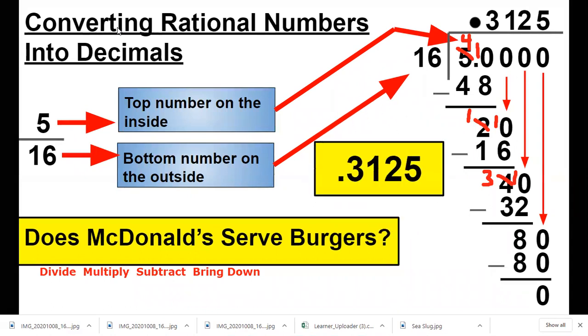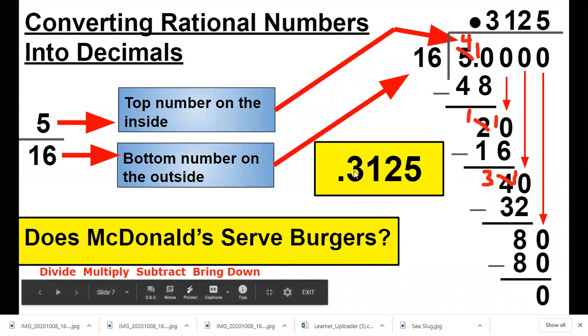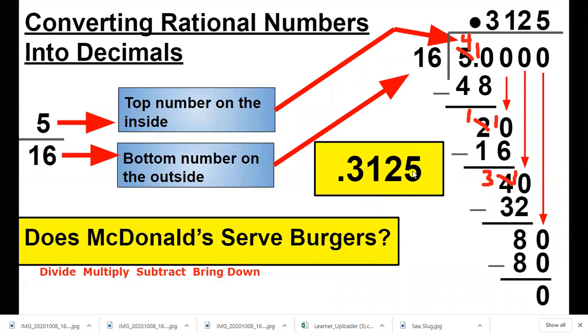So there's our answer, 0.3125. You would say that as 3,125 10,000ths. This is your tenths place, hundredths place, thousandths place, 10,000ths place. You say 3,125 10,000ths with a TH at the end. Okay, that's how we're going to do our long division.